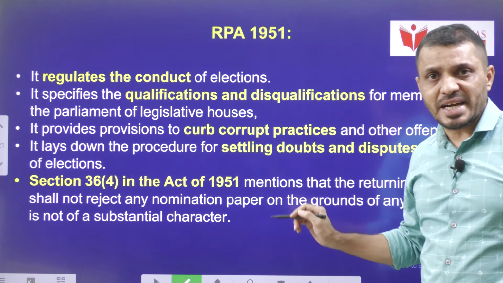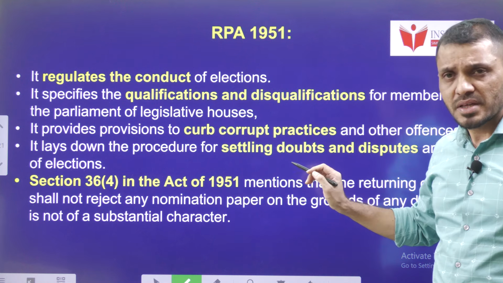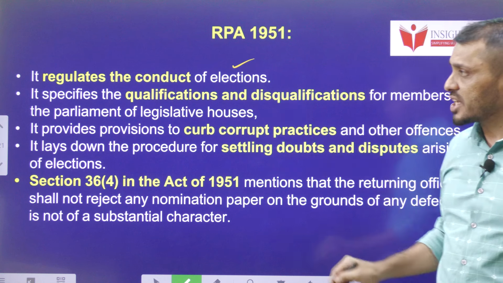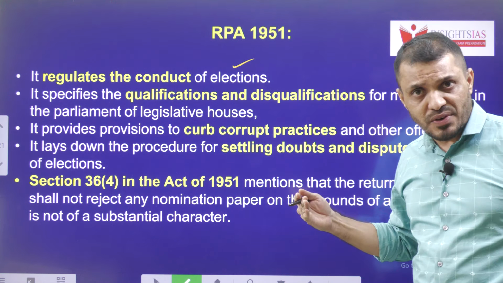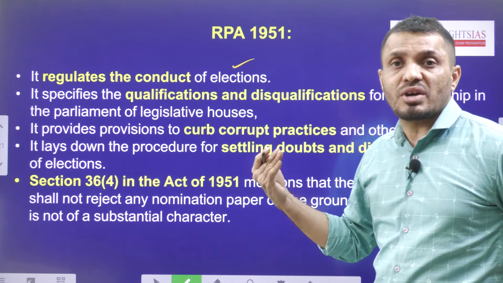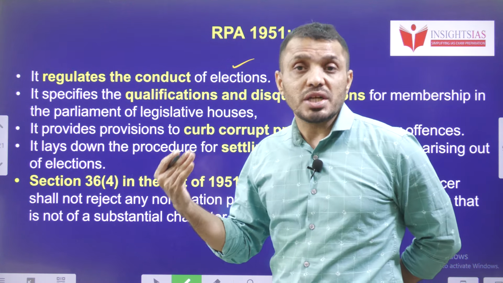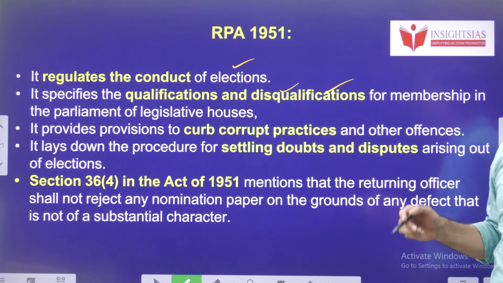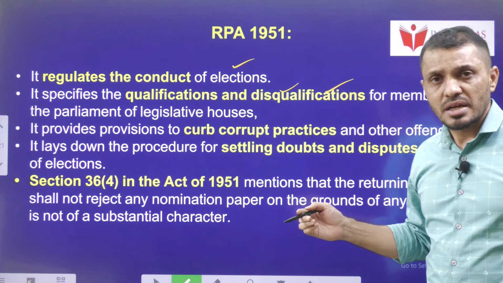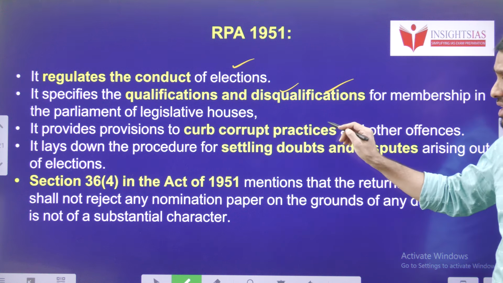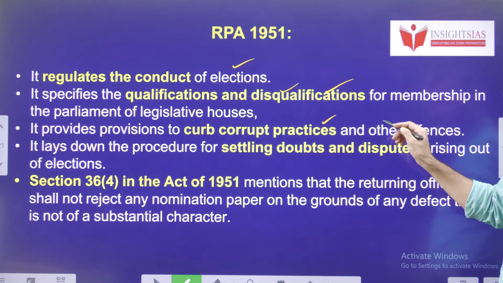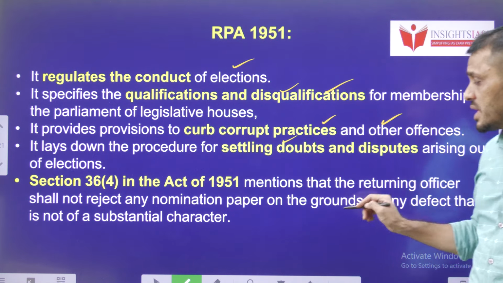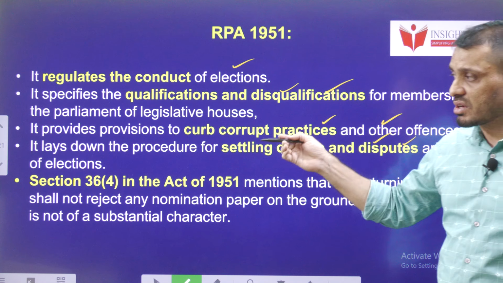According to the Representation of the People Act, 1951, the Election Commission of India can regulate the conduct of the election, and this Act also specifies some additional qualifications and disqualifications which are not mentioned in the Constitution. Okay, qualifications and disqualifications for membership in Parliament as well as assemblies. It also provides certain provisions regarding the curbing of corrupt practices and other offenses. It also lays down procedures related to settling doubts and disputes arising out of the election.